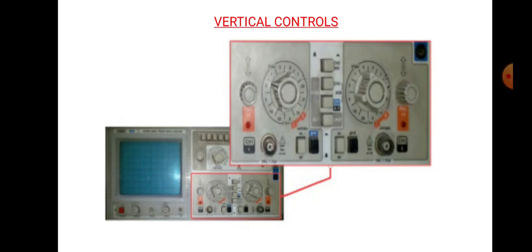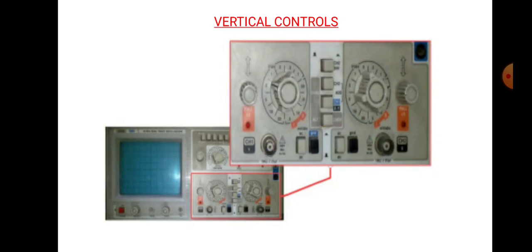Now the next one is the vertical controls. I am highlighting the figure here. These two are the vertical controls. The vertical controls are used to position and scale the waveform vertically. Here there are various parts: volts per division, volts per division variable, and the vertical position knobs. These are the vertical controls.